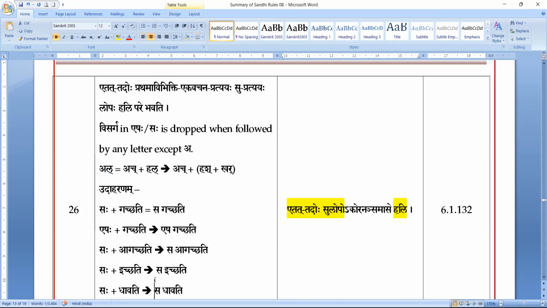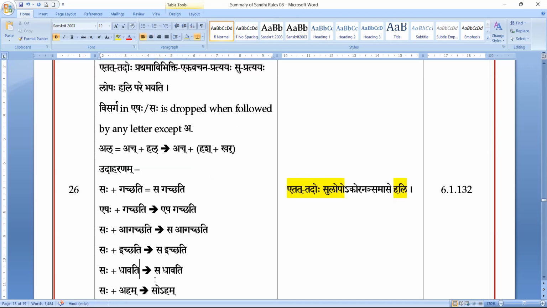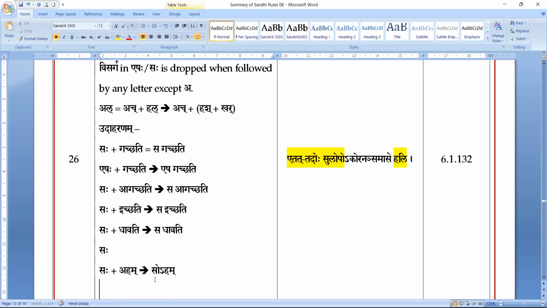So when followed by Hal, like Davati, etc. One more example I'll give: Saha kadati. What will happen here? Sakadati only. It will drop. Sakhadati. This rule has to be applied. Otherwise, what business will not come here.